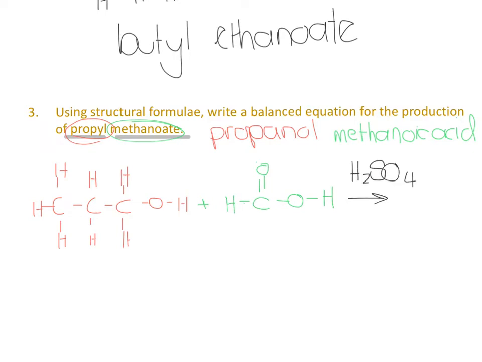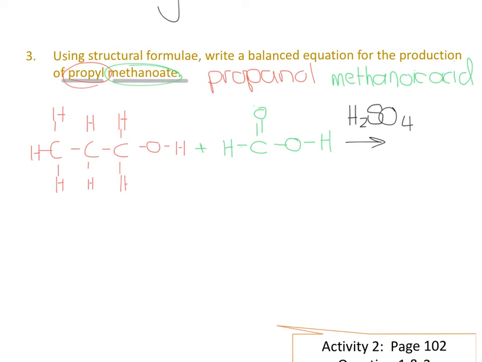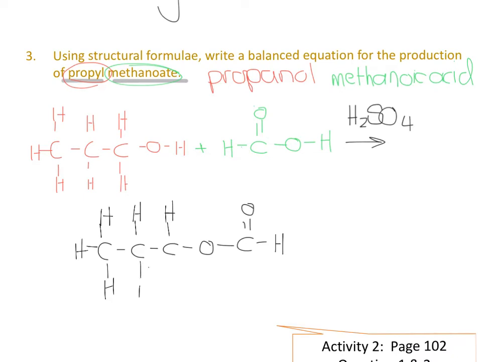Now we need to draw the propyl methanoate. So propyl, 1, 2, 3, then the oxygen, then the little carbon all by itself, and I'm about to draw in something that doesn't belong there anymore because that's gone. So this is the hydrogens on each carbon, plus water.